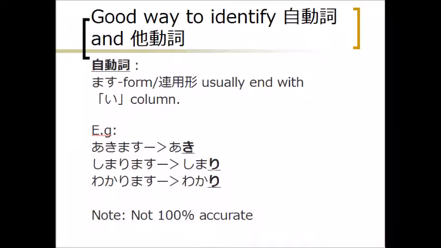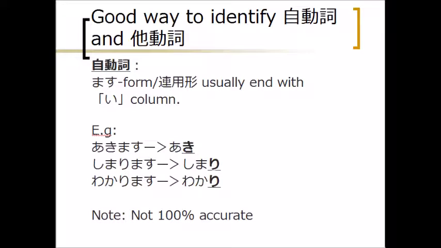A good way to identify a jidoshi and a tadoshi: we start off with jidoshi first. The must form, or the linear form for those who are in my class, usually ends with the e column. For example, akimasu, the must form will be aki. Shimarimasu will be shimari. Wakarimasu, wakari. Take note that this way is not 100% accurate. In an exam, if you encounter difficulties, you should try your best to recall the verb before attempting to use this method.